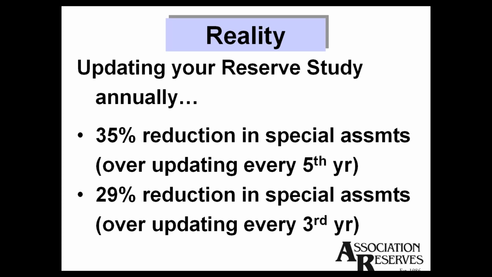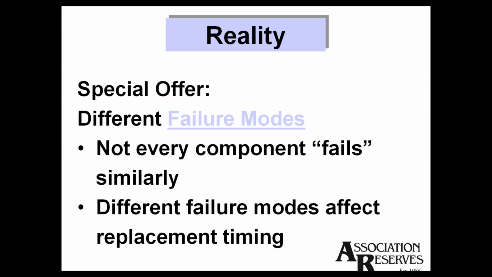Associations in the habit of updating their reserve study every 3 years can reduce their special assessment risk by 29% by updating annually. Bottom line is that reserve expenses are significant, and there's real benefits to being able to plan based on updated information, not old information.